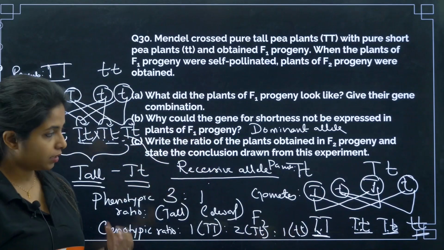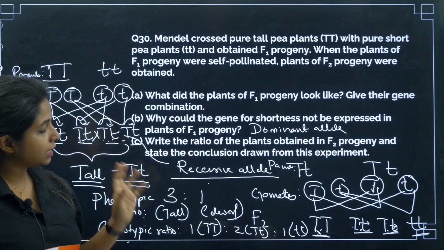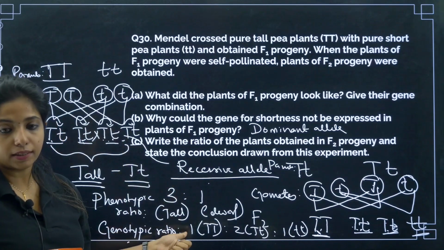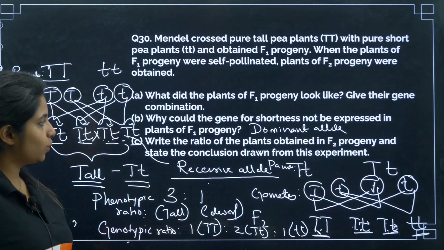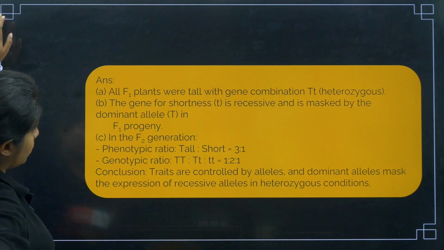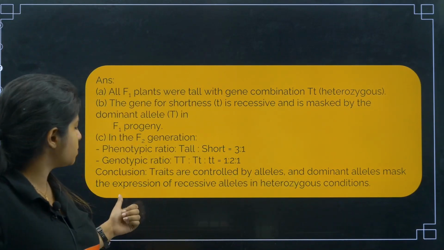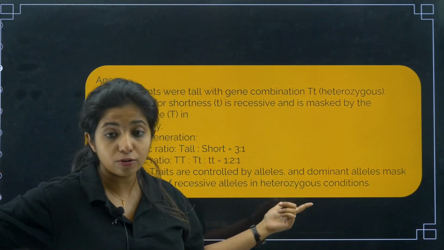Got it? So write the ratio of the plants obtained in F2 progeny and state the conclusion drawn from this experiment. This is the ratio. Okay, works? Okay, let's go. Conclusions are traits are controlled by alleles and dominant alleles mask the expression of recessive alleles in a heterozygous condition.